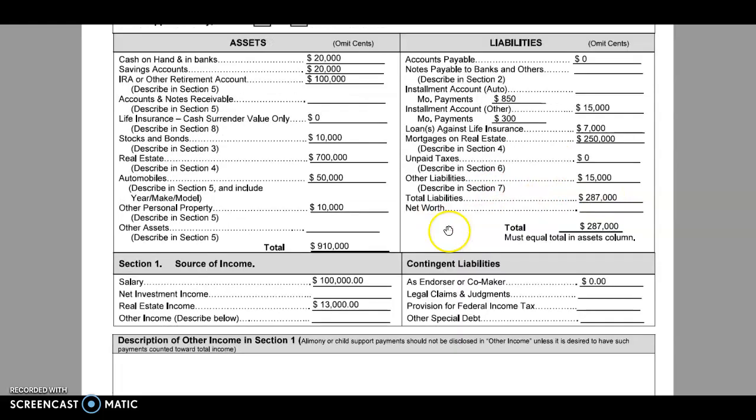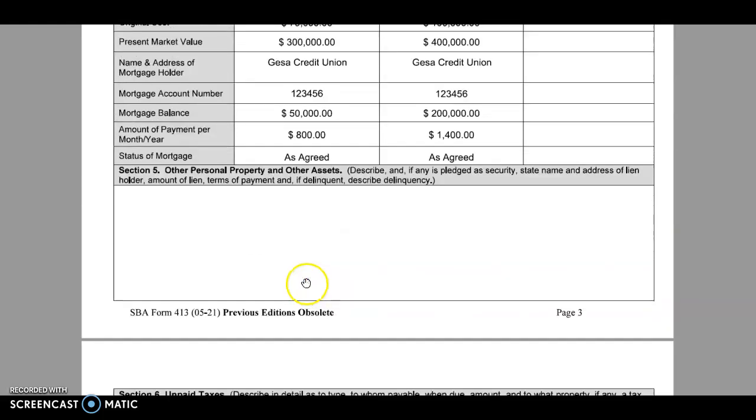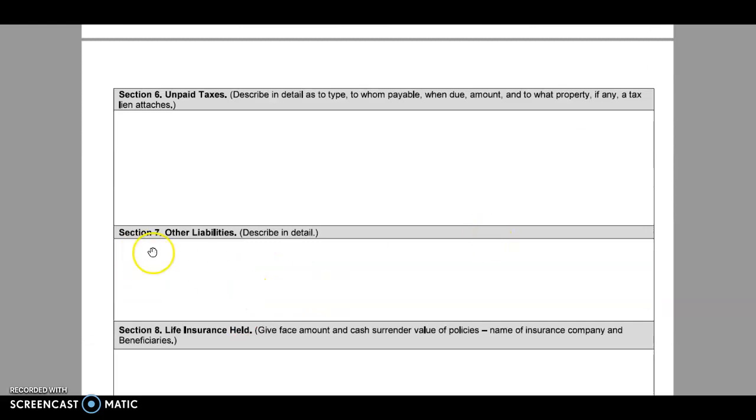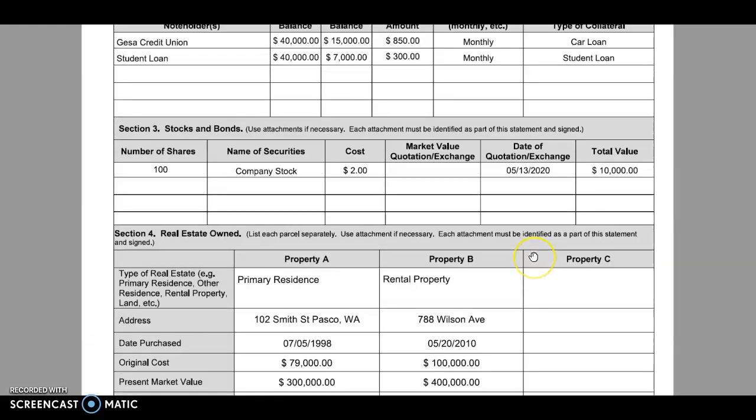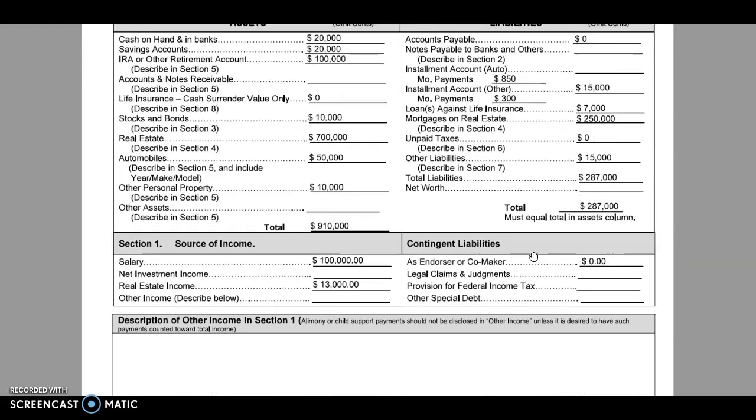Other liabilities in section 7. Perhaps there's something else under section 7. Maybe you co-signed on a student loan for your son or daughter, or some other debt that you co-signed or you're a guarantor on. It would be something you would list in this section. It'll go ahead and calculate your total liabilities, and it will give you a net worth.